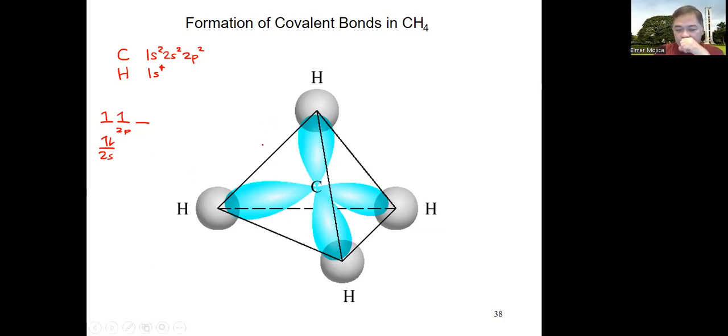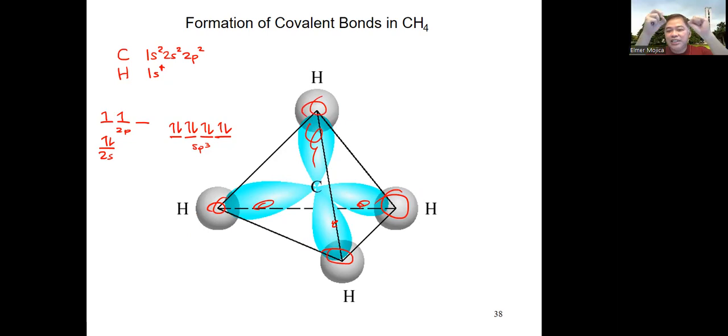Okay, so what happened? We mix them. So how many orbitals do we form? 1, 2, 3 from the p orbital and this one. So we call this now sp3. We're going to promote one of the electrons here. So each of them will now have one unpaired electron for each of the sp3 orbitals, and that's represented by the blue. So you have a 1s, one 1s, one 1s, one 1s, one 1s. So you form that. It's an overlap of a hybrid orbital, which is sp3, and an atomic orbital, which is 1s. And here you could say your carbon is in sp3 hybridization.